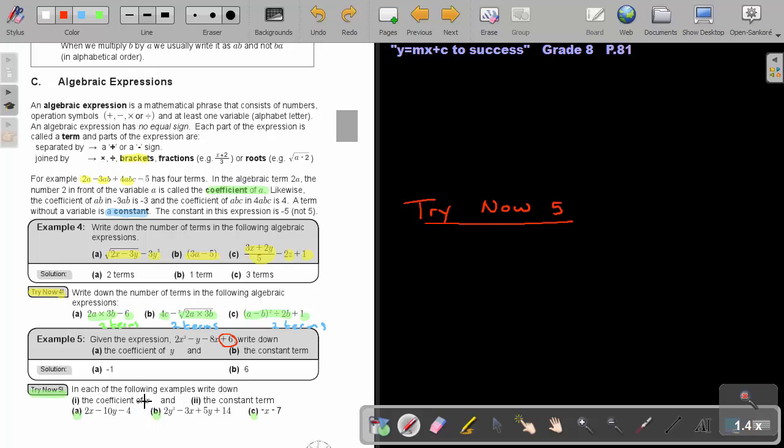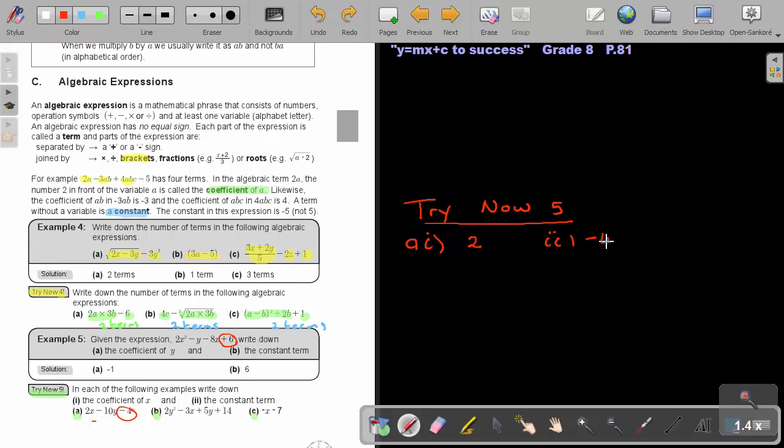This is the first one. So in A, it's the coefficient of x. Now look, there is x. Grab the number in front. So what will that be? 2. And then the second part, the constant term. That will be the term without an alphabet letter. But remember to grab the sign. So it will be -4.